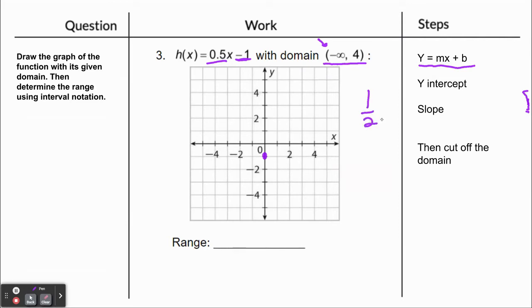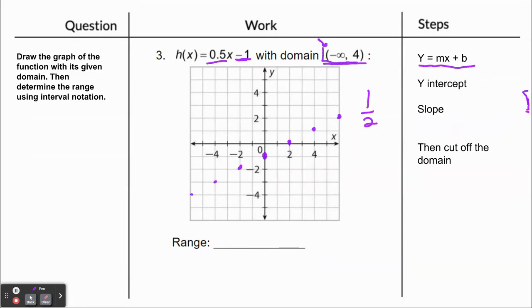If I'm doing 1/2 here, that means the rise over the run. So as I go 2 to the right, I'm going up 1. 2 to the right, up 1, 2 to the right, up 1, 2 to the left, down 1. And if I sketched a line through that, that would be our total graph here, and it would go on forever. Now, here's the issue, though.